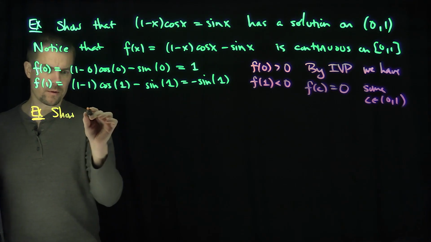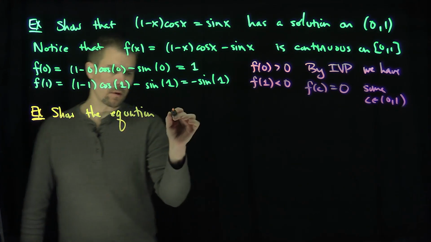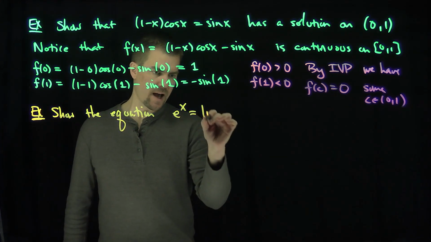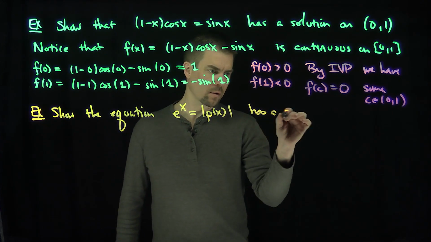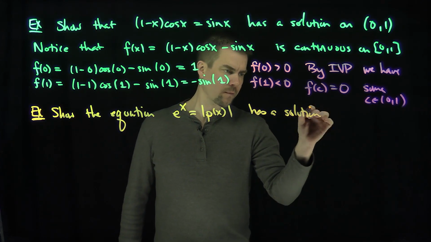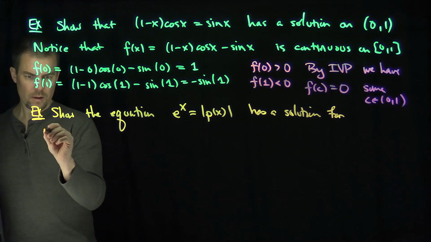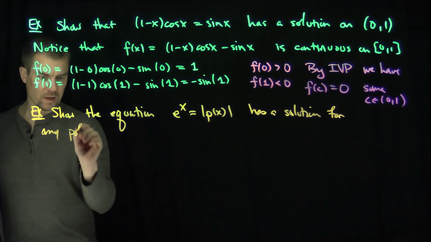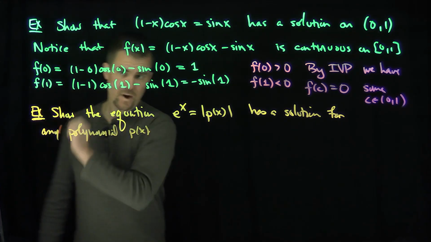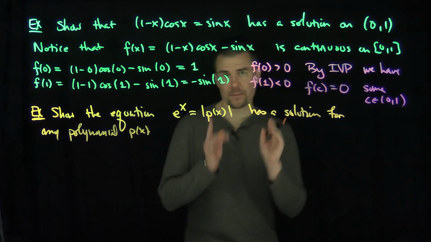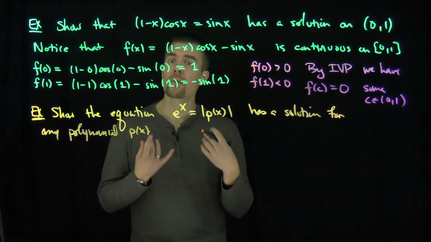Let's show the equation e to the x equals absolute value of p of x has a solution for any polynomial p of x. Okay, so pick any polynomial you like, take the absolute value of that polynomial, and that will intersect the graph of e to the x at some real number.